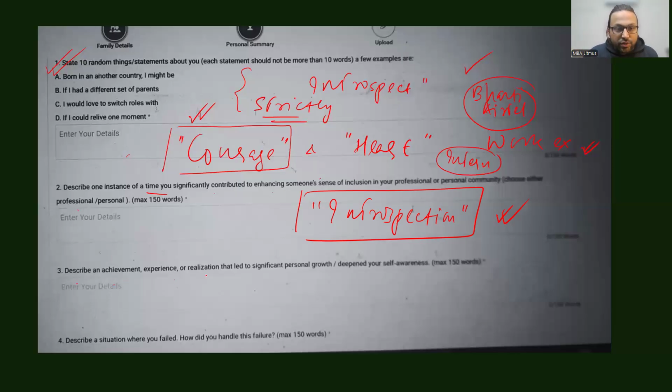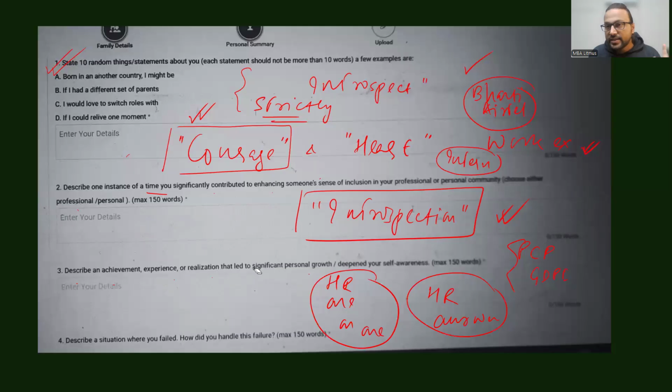Describe an achievement, experience, or realization that led to personal growth or deepened your self-awareness. This is something which we have already covered as part of the post-CAT prep GDPI program. We have covered a series of HR questions, and most of you have also done your HR answers and shared them, and many of you have already done your HR one-on-one review also. So this is practically the same question. Just use the same structure that we have discussed, nothing else that you have to do here. The question on failure has also been covered, so achievement and failures have both been covered, so it should not be a problem. Just follow the structure that we have given you already.